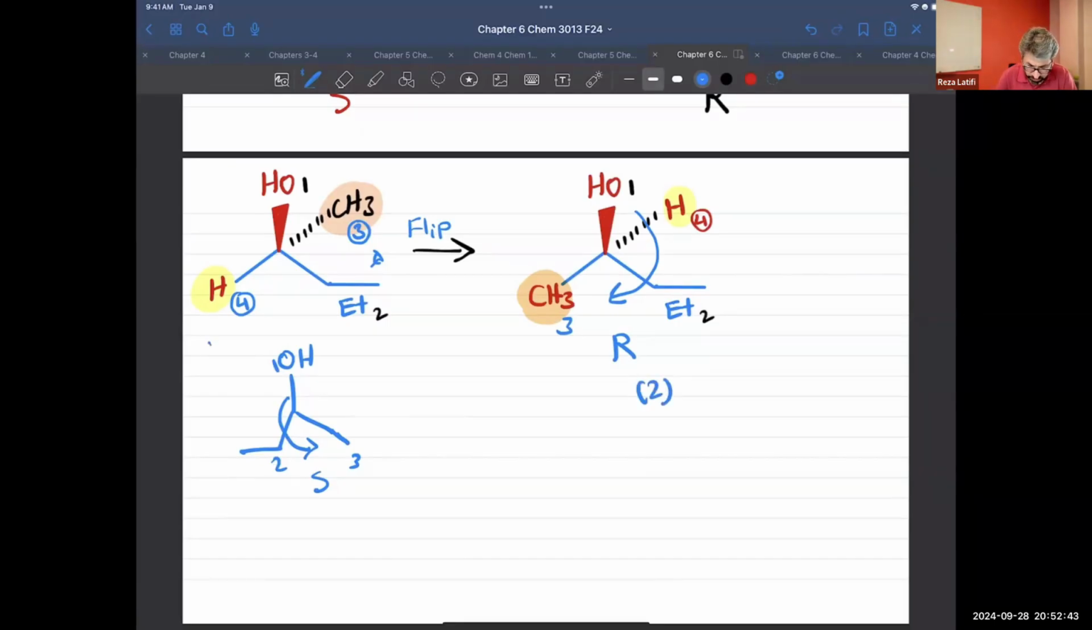Why did I get R for the second molecule? I started here from 1, I flipped 2 substituents, and the new one is R. Now why is this one R and how is this going to help me? What's the purpose of flipping these 2 substituents?